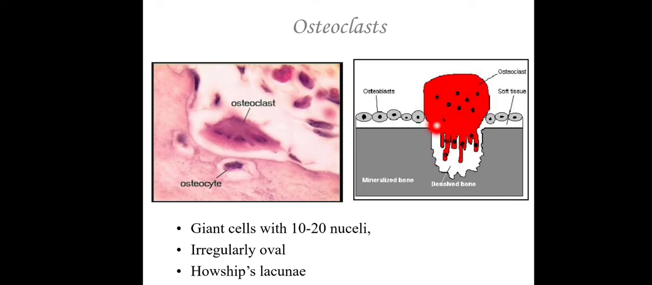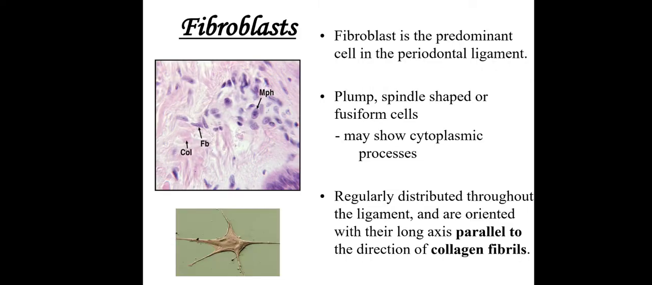So this is a representative picture and this is an actual image of an osteoclast, in which you will see a lot of nuclei. Up to 40 nuclei can be seen in an osteoclast. They are multinucleated giant cells which cause bone resorption and are almost always associated with a semicircular concavity on the bone surface known as Howship's lacunae.